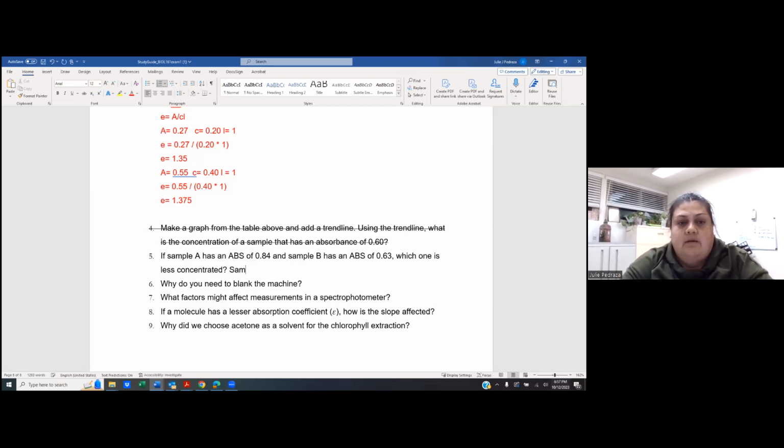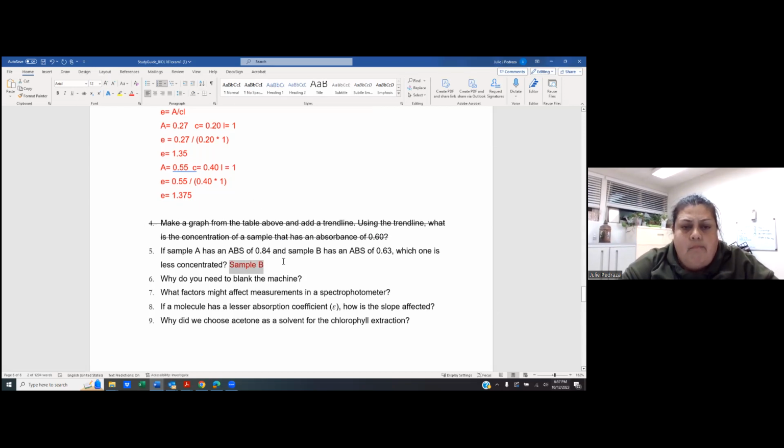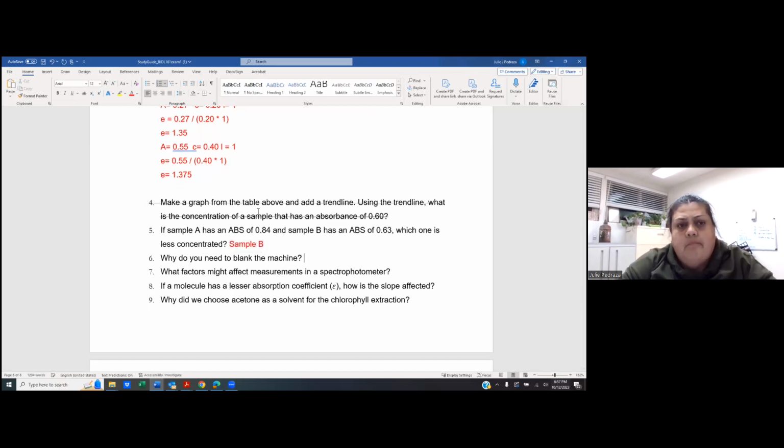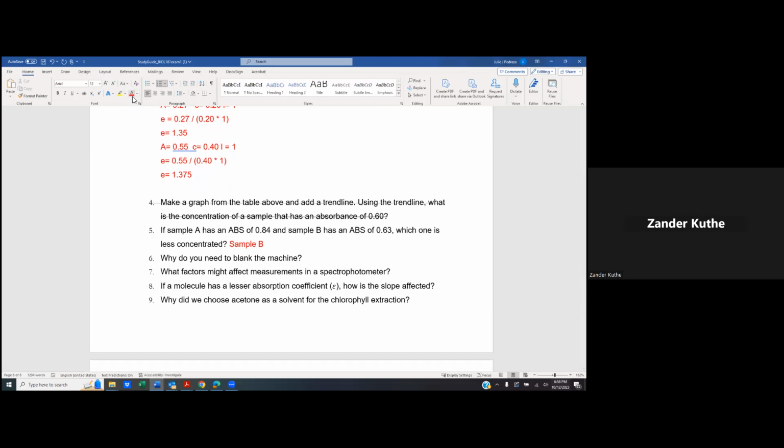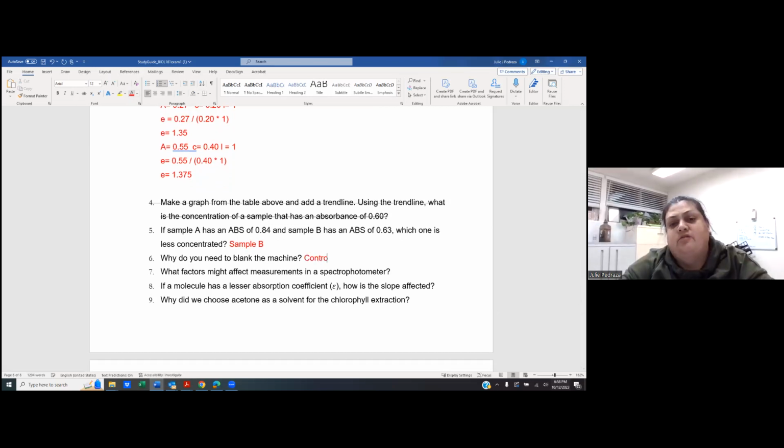Okay, so sample B. Next question: why do you need a blank? Because that's the control for the experiment. Correct. Control and to tare the machine, okay?